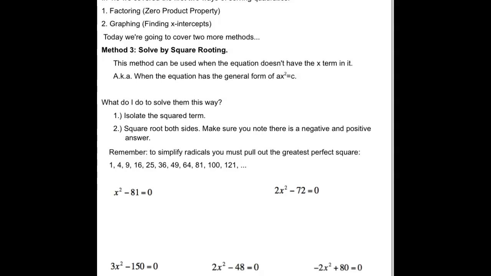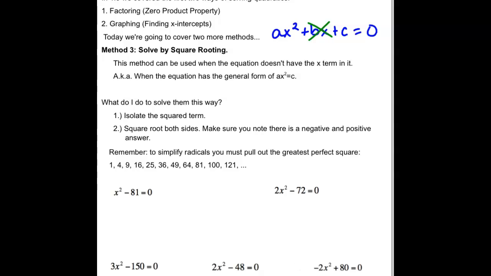So solving by square rooting. This method can be used when the equation doesn't have an x term in it. So typically our quadratics are ax squared plus bx plus c equals 0. If that bx piece is not there, we can solve by square rooting.